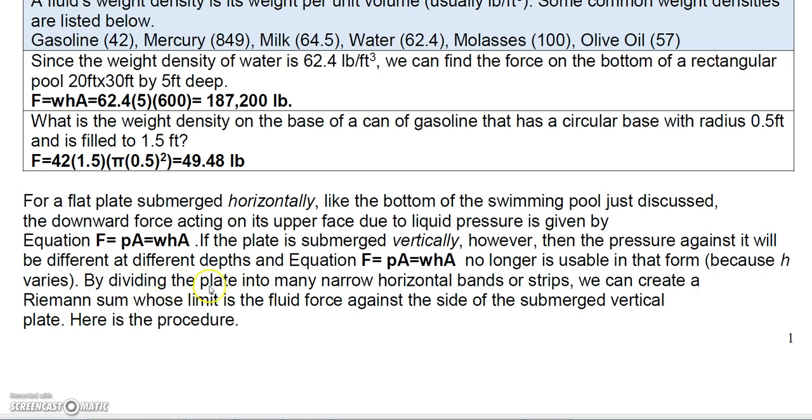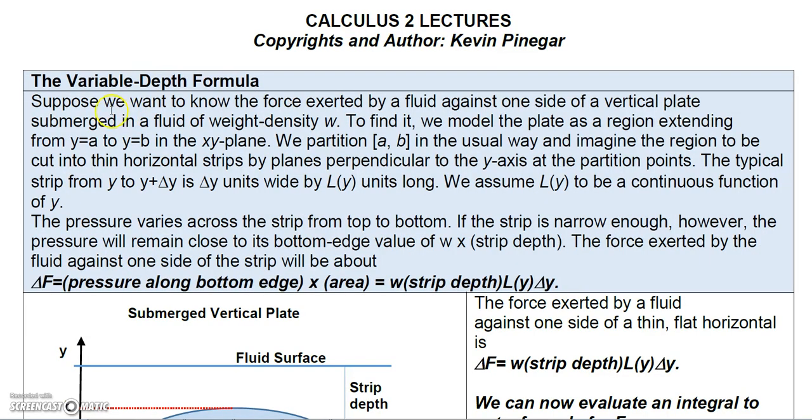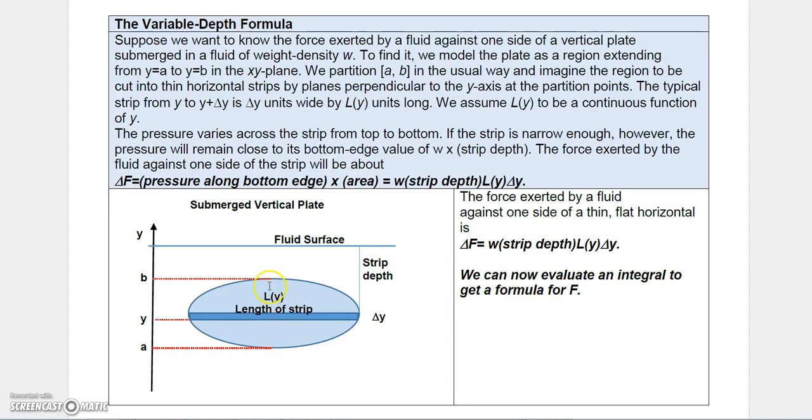So by dividing the plate into many narrow horizontal bands or strips, we can create a Riemann sum whose limit is the fluid force against the side of the submerged vertical plate. And so now we'll talk about that procedure. Suppose we want to know the force exerted by a fluid against one side of a vertical plate submerged in a fluid of weight density W. So here's a picture here.